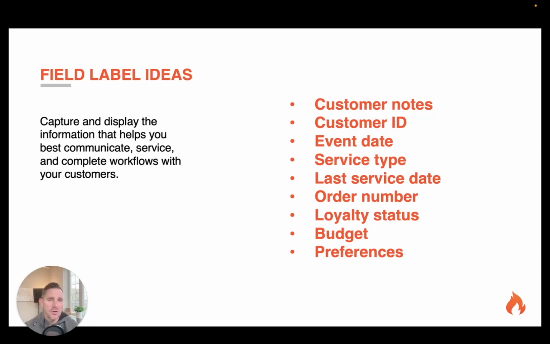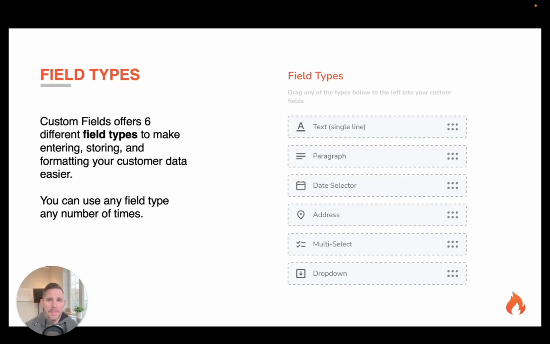This could be customer notes, customer ID, event date, service type, their last service date, order number, a loyalty status, budget, or preferences. These are just a few of the ideas on information that might help you best communicate, service, and complete workflows with your prospects and customers.